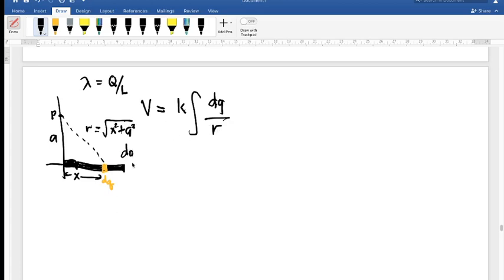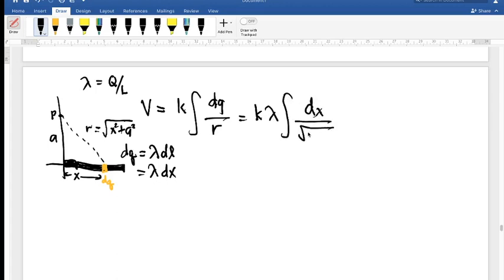But for the dq, since we are given lambda here, we can write this as lambda dl, a small line charge that is on the x-axis, so we can let that be lambda dx. So we have k lambda, which we can take outside, dx over the square root of x squared plus a squared. You can get this integration by using the table of integrals that I posted last week about the electric field in continuous charge distribution, right?